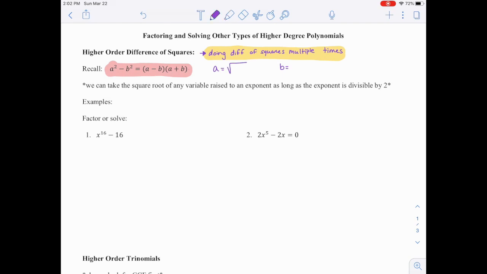And just to remember, to find the first term, to find a, we take the square root of the first term. And to find b, we take the square root of the second term.